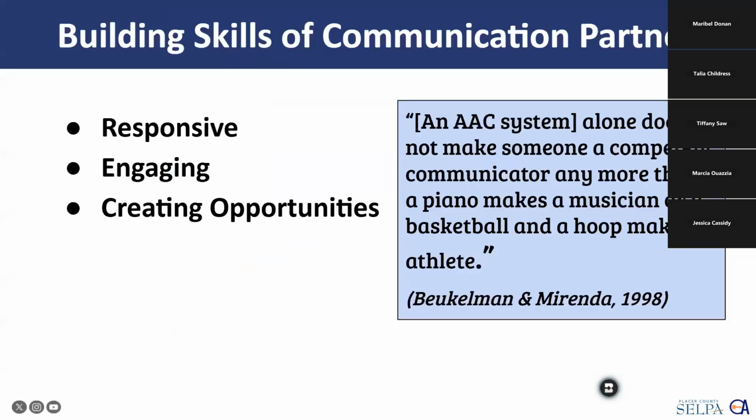So let's first look at this quote from Bickelman and Miranda, which says that an AAC system alone does not make someone a competent communicator any more than a piano makes a musician or a basketball and a hoop make an athlete. So in order for our students with AAC to become competent communicators, they need an effective communication partner who is responsive to their attempts to communicate, who is engaging, and who is able to create multiple communication opportunities for them.